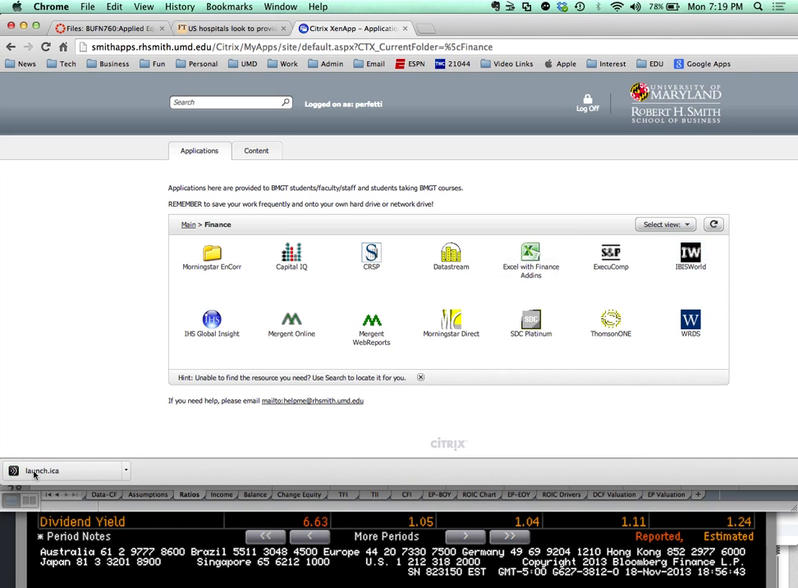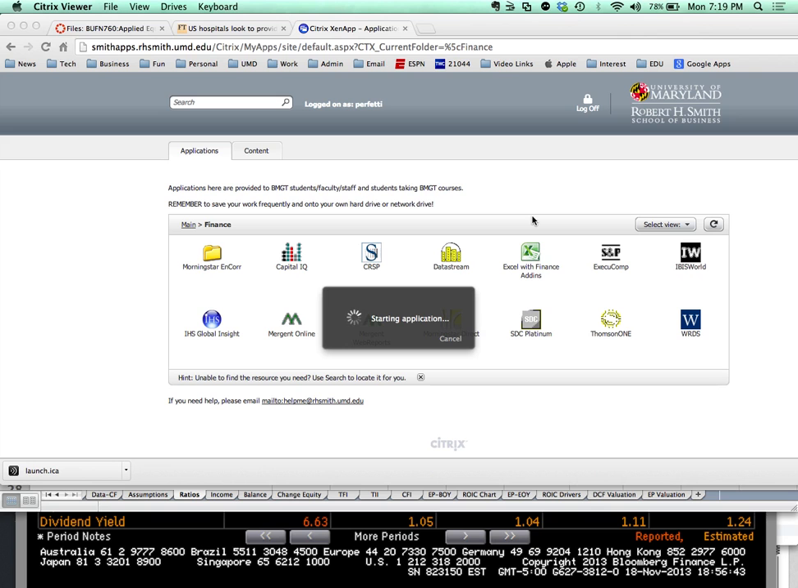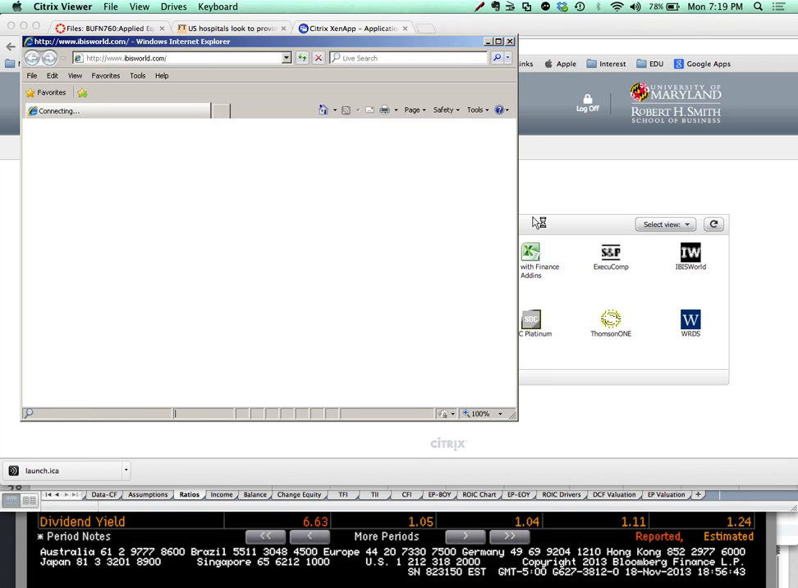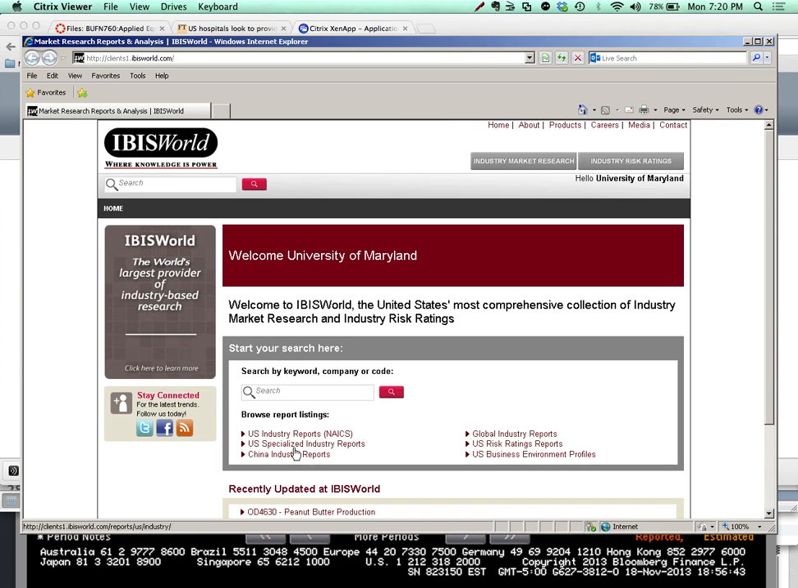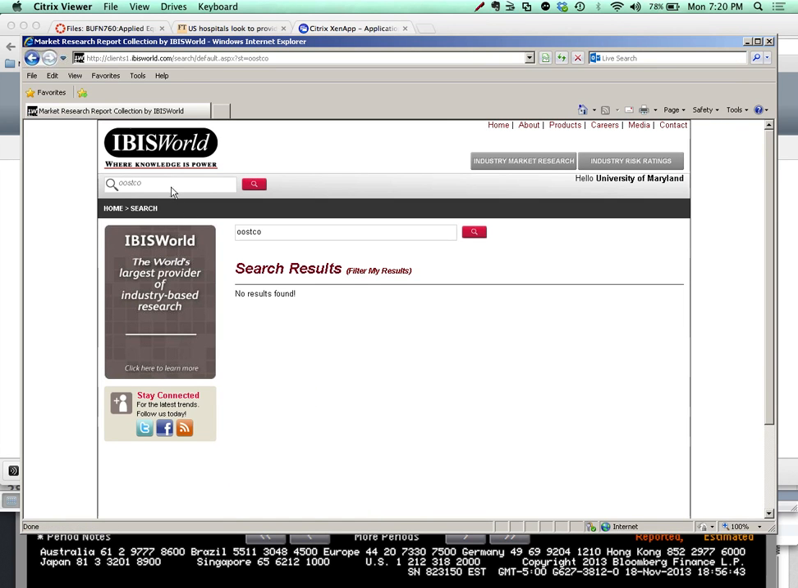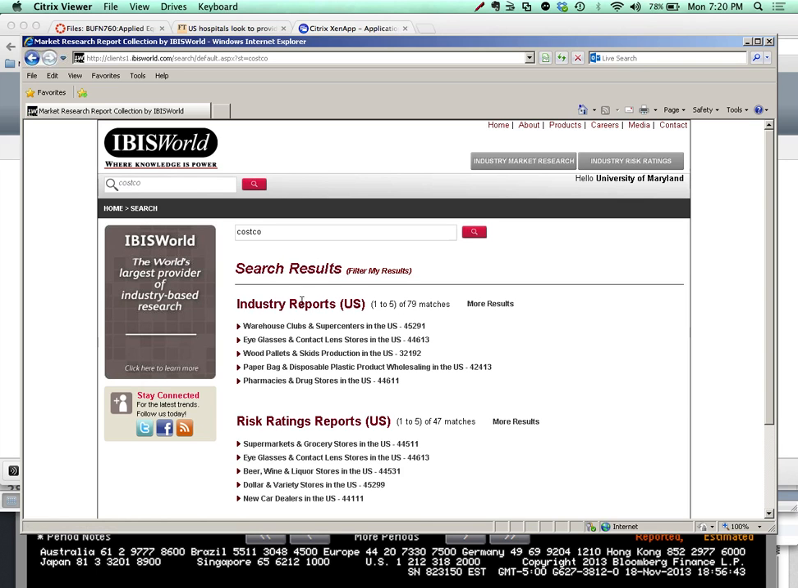Strongly recommend you guys take advantage of this as you're doing your valuations. So it'll launch a portal app. Now that it's launched, okay, you guys can follow along. But what IBIS does is they write industry research reports. And what you can do is you can either search by industry or type in a company name. In this case, I'll type in Costco and do a search. C-O-S-T-C-O. And this will tell me all of the research reports that Costco is in.